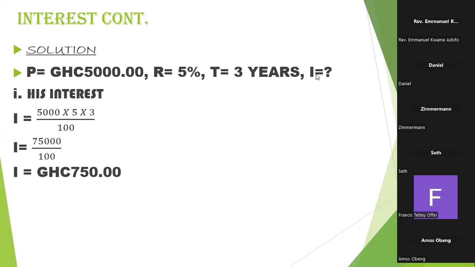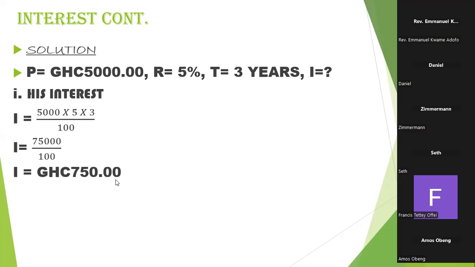And then the time is what? 3 years. So we don't know the interest, so we are calculating the interest. Interest equals PRT divided by 100. The principal in the question is 5,000 cedis, times 5, times 3, all divided by 100. So when you simplify it, you get 75,000 divided by 100.